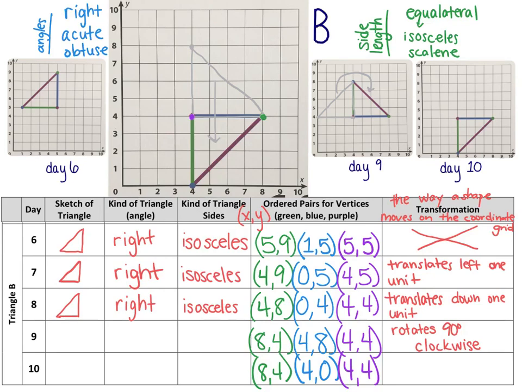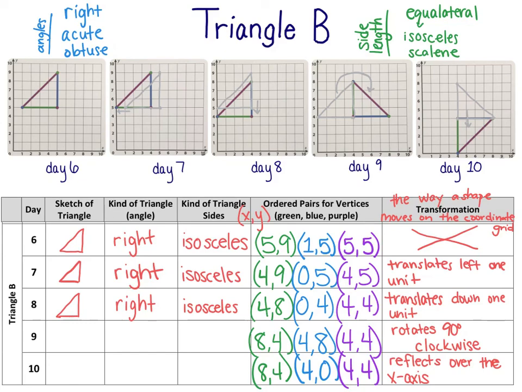So in our transformation box, we're going to write reflects, because it's reflected over the, what did we call this? The x-axis, because it goes left to right. Reflects over the x-axis. Great job! So make sure you have these parts filled in with your answers. And that is all for Triangle B.